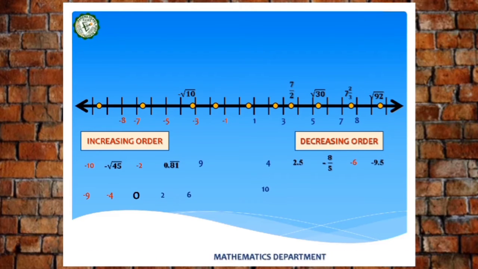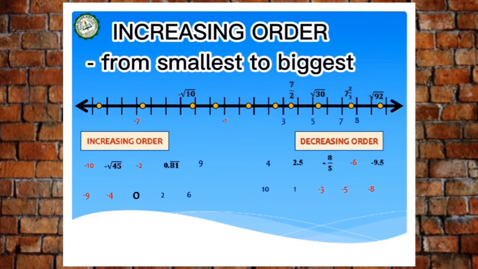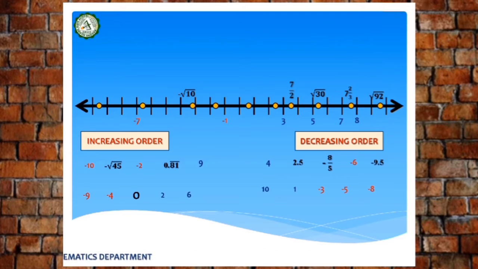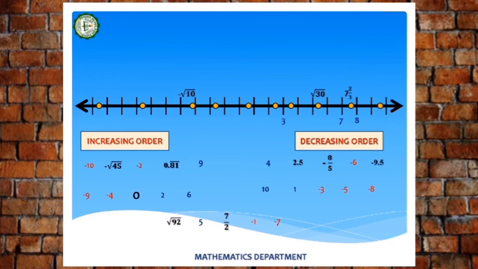By the way, what do you mean by increasing order? Yes, exactly. Increasing order is the list of numbers from least to greatest, or from the smallest to the biggest number in the set. Yes, correct. On the other hand, decreasing order is from greatest to least, from the biggest to the smallest number in the set. Could you identify whether this set of real numbers is in increasing order or decreasing order? Very good. The answer is decreasing order. Let us now have your activity number 2.